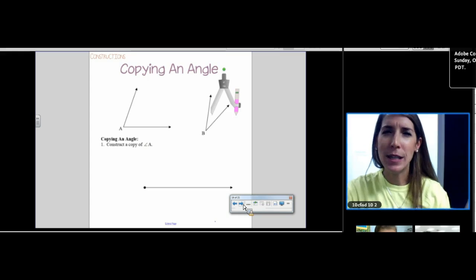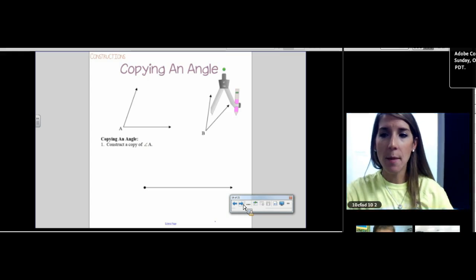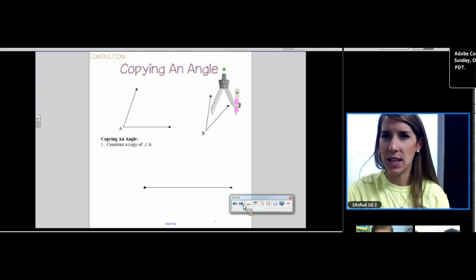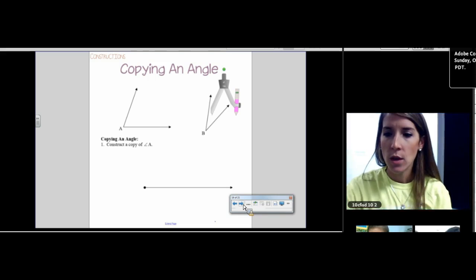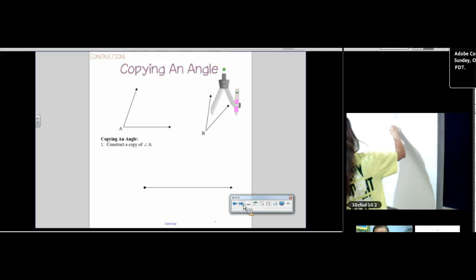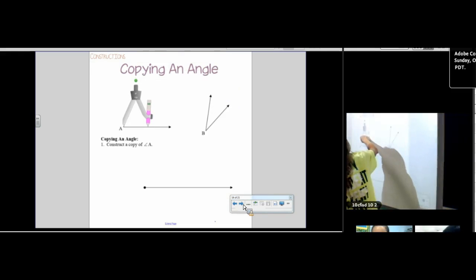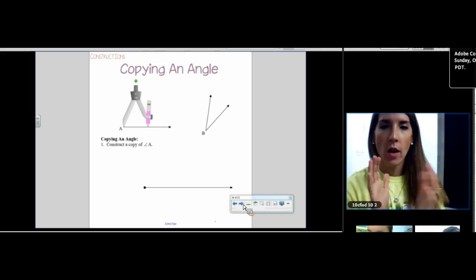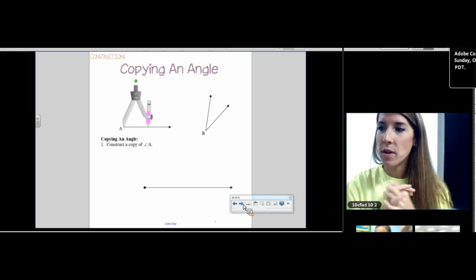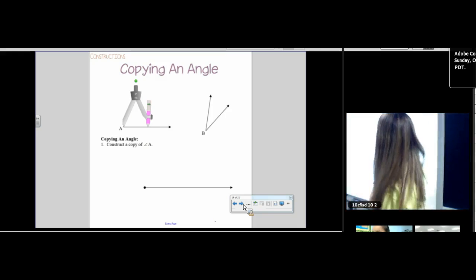But then I'm going to take you to Math Open Reference, to that website that I always send my students to, and I'm going to play it over and over again because this one does have more steps than just copying a segment, okay? So I am going to show you how to copy an angle. First, you put your needle, you put your point on the vertex. That's how you're going to start all of your angle constructions. Put the needle on the vertex.